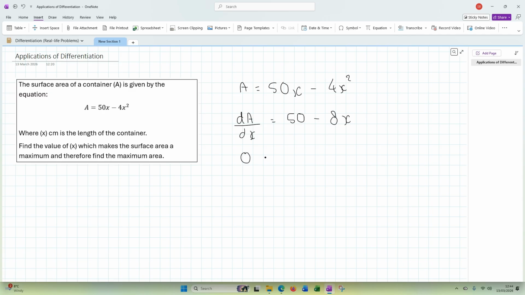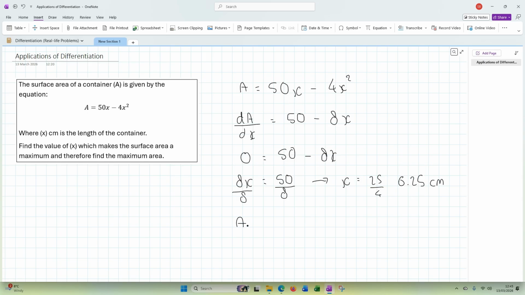So 0 equals 50 minus 8x. Add 8x to both sides. So we're left with 8x equals 50. Divide by 8. And we're left with x equals 25 over 4, or 6.25. So all we do now is sub this back into the original equation for A. Oh, that's centimeters, by the way.